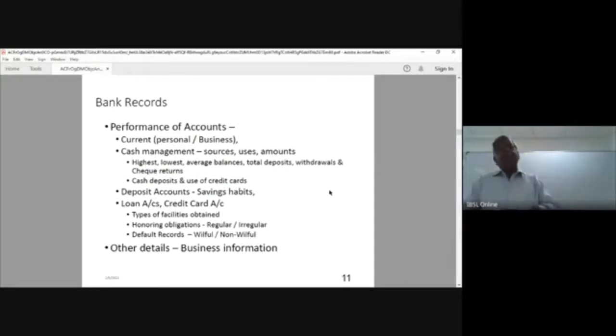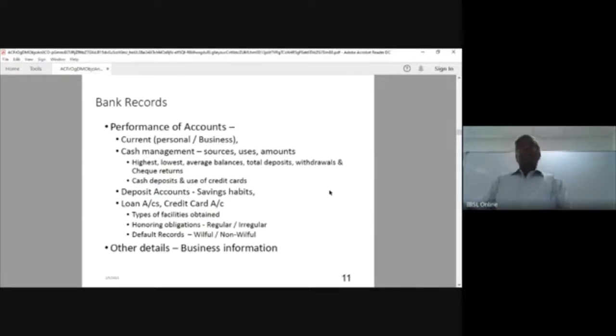Before you grant the loan, you should know how this person or company is managing their cash. What are the sources? What are the uses? What amounts are coming into the account? What amounts are going out of the account? Then the highest balance. You analyze the lowest balance. What is the average balance? Total deposits for a period. Then total withdrawals. And whether there are any cheque returns. All these things you analyze.